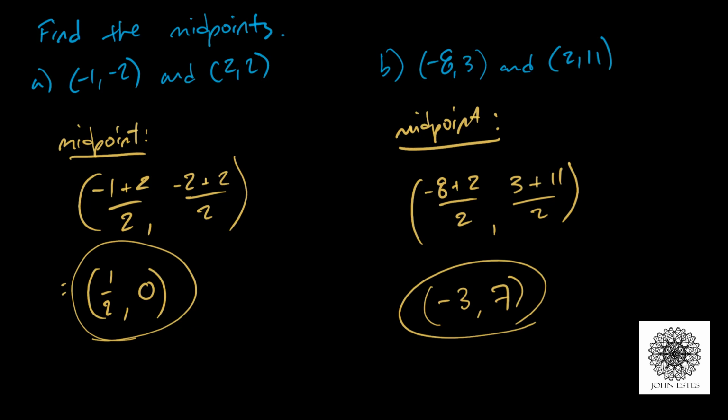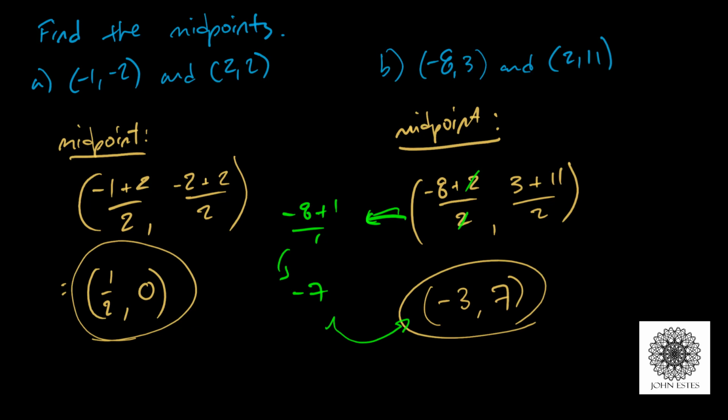On occasion, a student will try to cancel out my 2's here. But notice if you did that, what would you end up with? Let's see, you would have a negative 8 plus 1 over 1, which would end up being a negative 7. Now, clearly, negative 7 is not the same as negative 3.